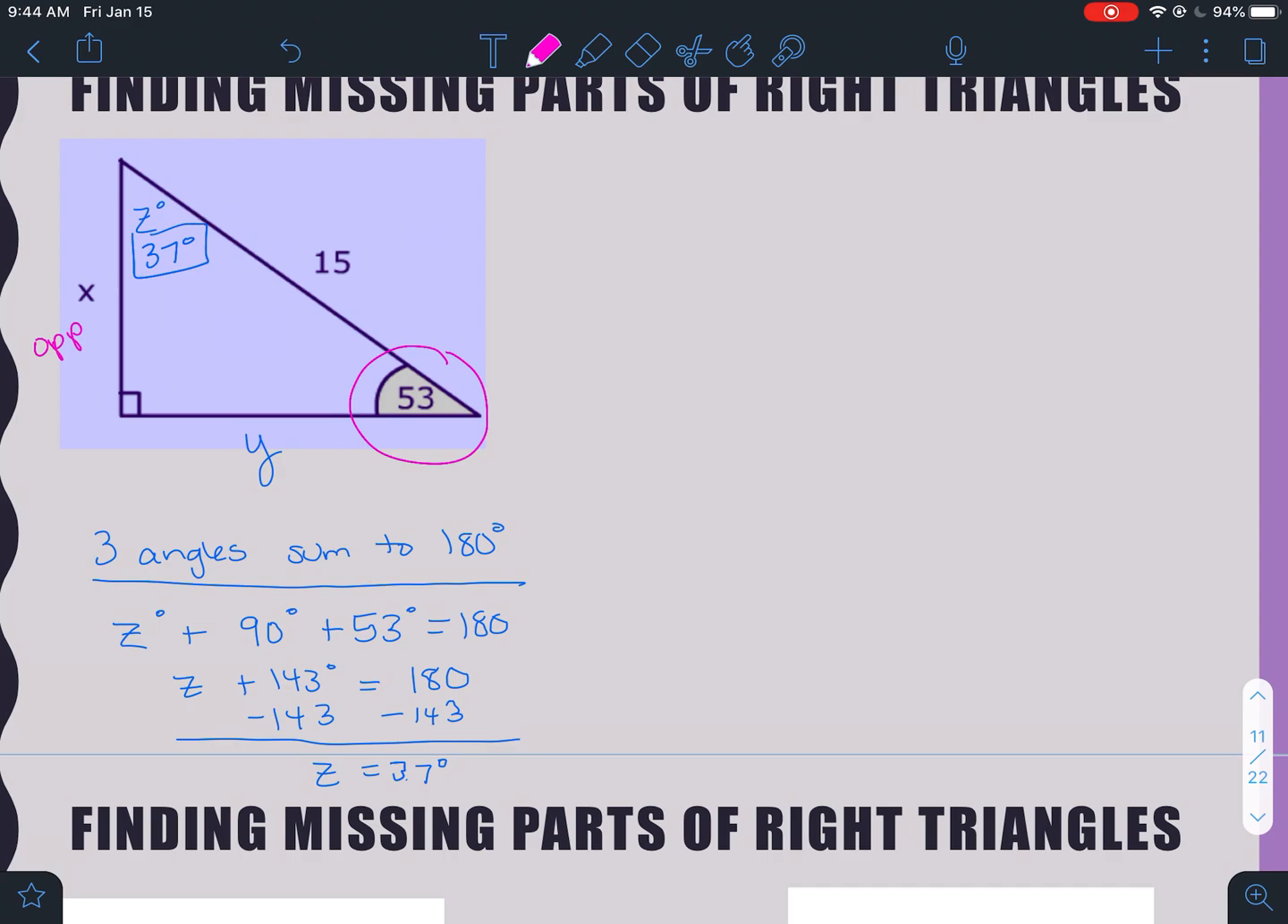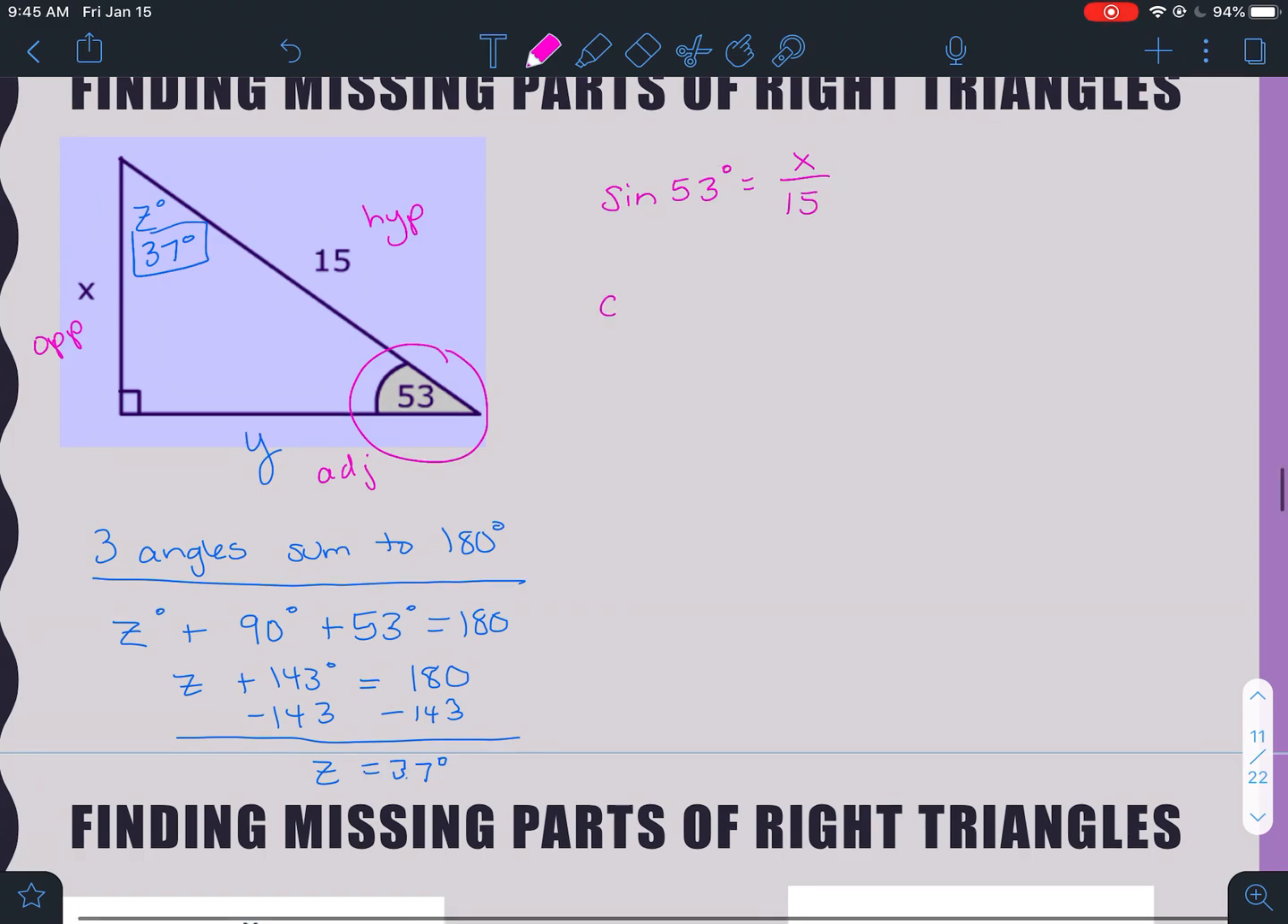X would be the opposite side. 15 would be the hypotenuse because it's across from the 90. And so y would be my adjacent side. So now let's do our trig ratios. The sine of 53 degrees equals the opposite side over the hypotenuse. It's going to equal x over 15. Let's do the cosine. The cosine of 53 degrees is going to equal the adjacent side over the hypotenuse, so it would be y over 15.